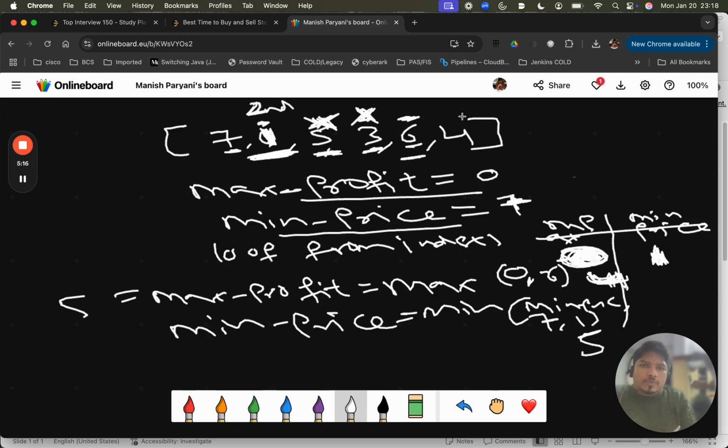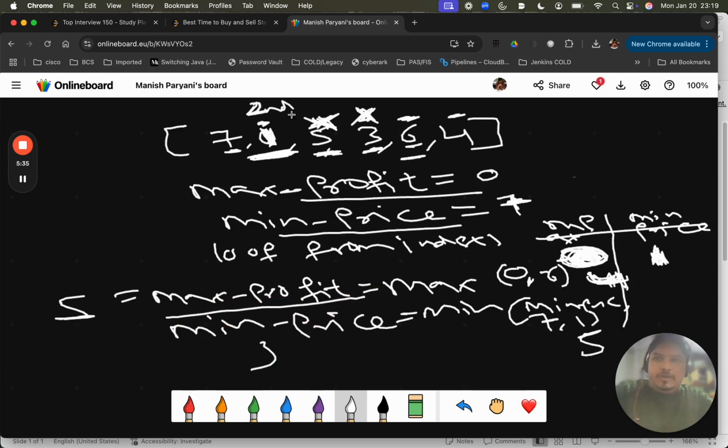And now when it comes to 4, if I sell today, I'll make a profit of 3. But I have already got a maximum profit of 5. So 3 I don't want. And I will not buy on this day because when I take a minimum, this 1 is still a minimum. And then here my loop ends. I'll return this max profit variable.